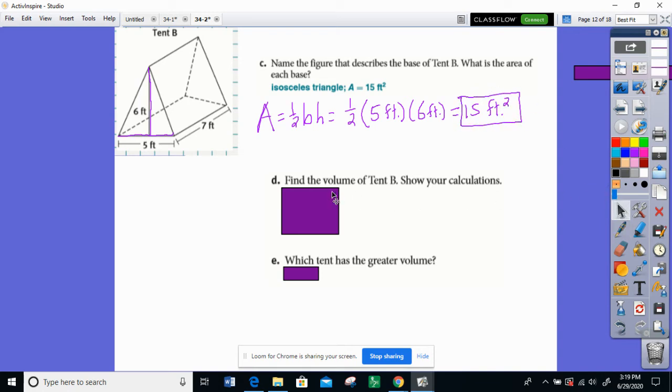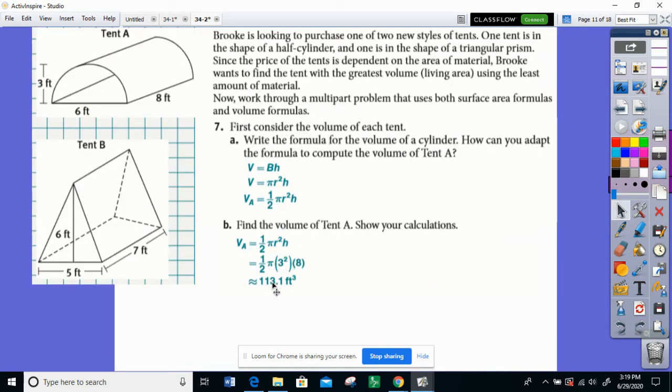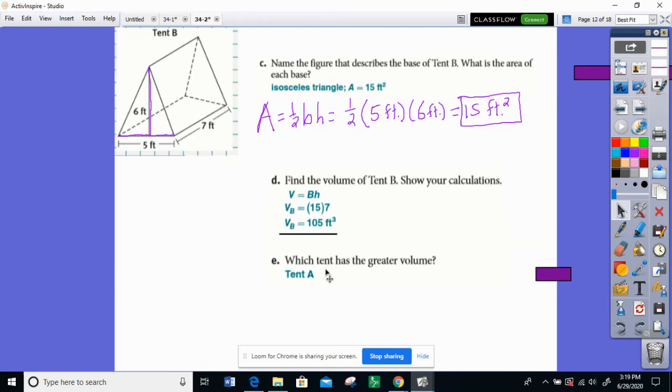So if we want to get the volume for this tent, that volume formula is going to be the area of the base. Well, hey, that's handy. We already worked that out up here. Times the height. They got a height of 7 feet. That's the distance from base to base. And so that total volume for tent B is 105 cubic feet. So if we want to know which tent has the greater volume, that would be tent A, because this volume of 113 cubic feet is larger than the volume of 105 cubic feet.